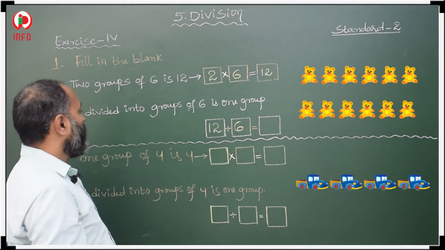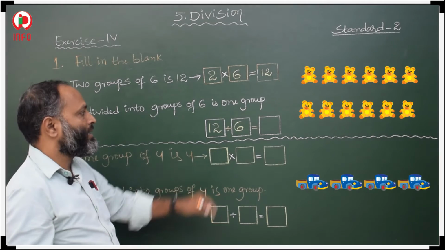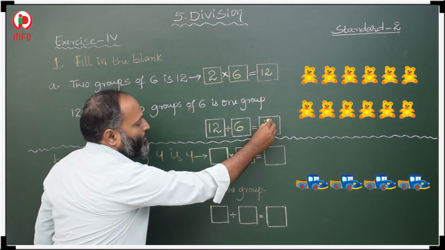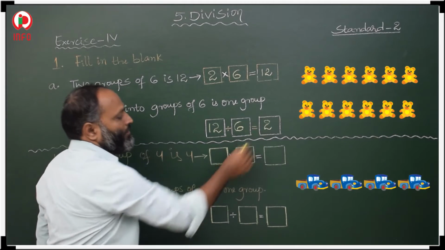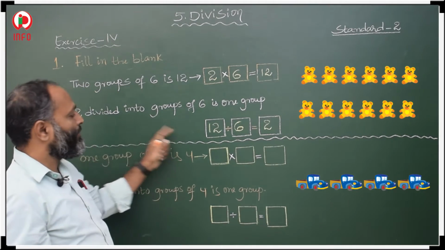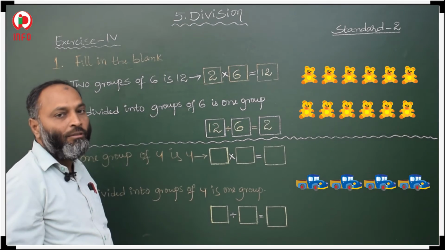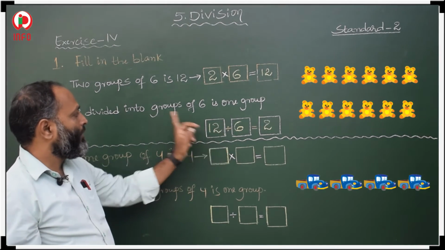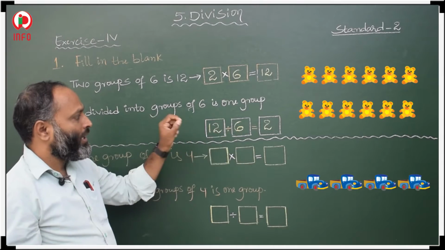12 divided into groups of 6, as in one group. Then how many groups can we form? 2 groups we can form. So, this statement we have to convert into a division fact. How? 12 divided into groups of 6 is in one group.